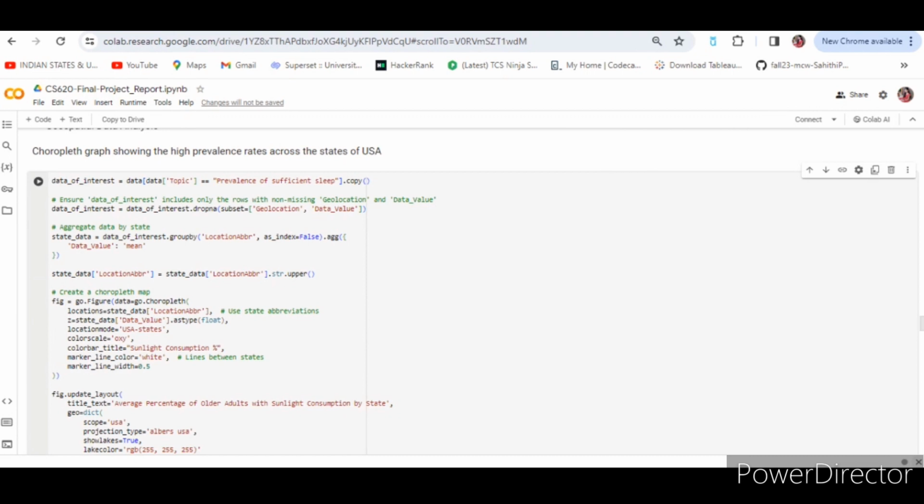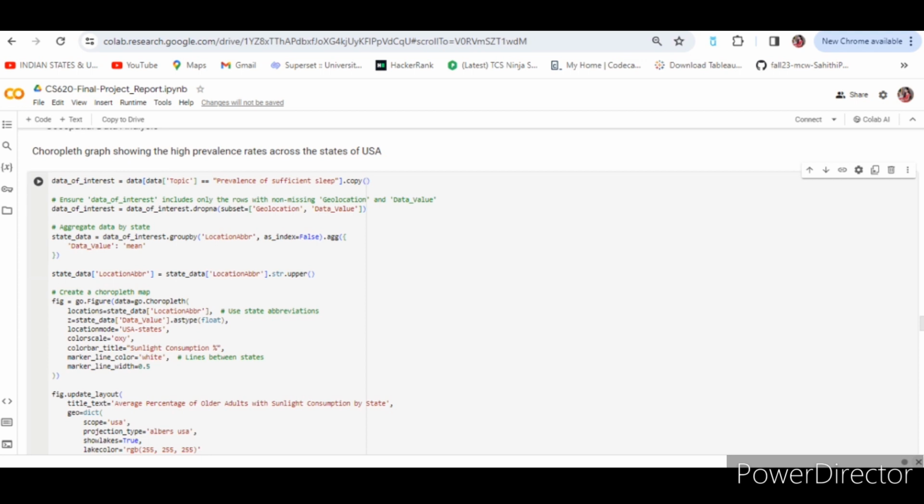This is my CS-620 Data Science and Analytics final project. In this project, my contribution is creating a choropleth graph for geospatial data analysis. For this analysis, I chose a choropleth graph to show high prevalence rates across the states of USA. I created this graph using Plotly, a JavaScript framework.